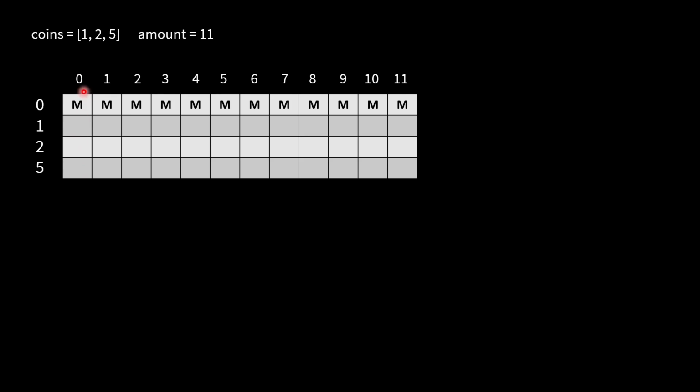Now what about this column? Here what we can say is that our target is 0. That means we need to achieve an amount of 0. When our target is 0, do we need any coins to fill that up?